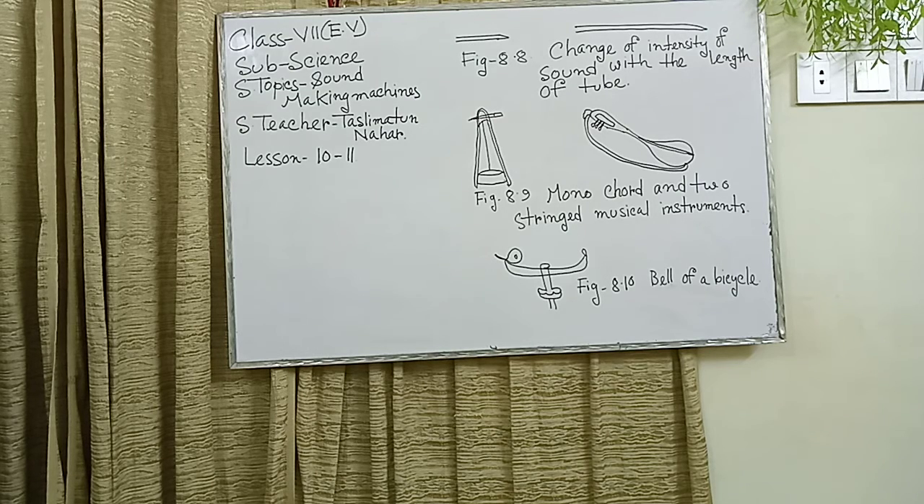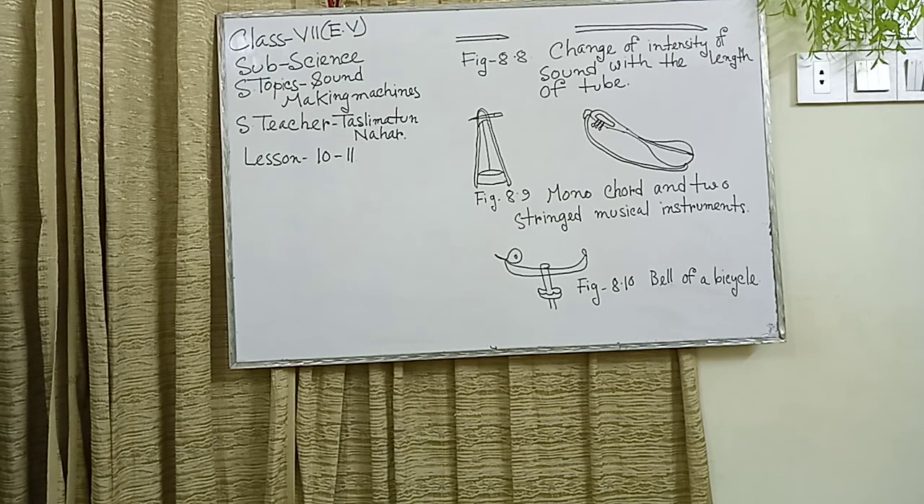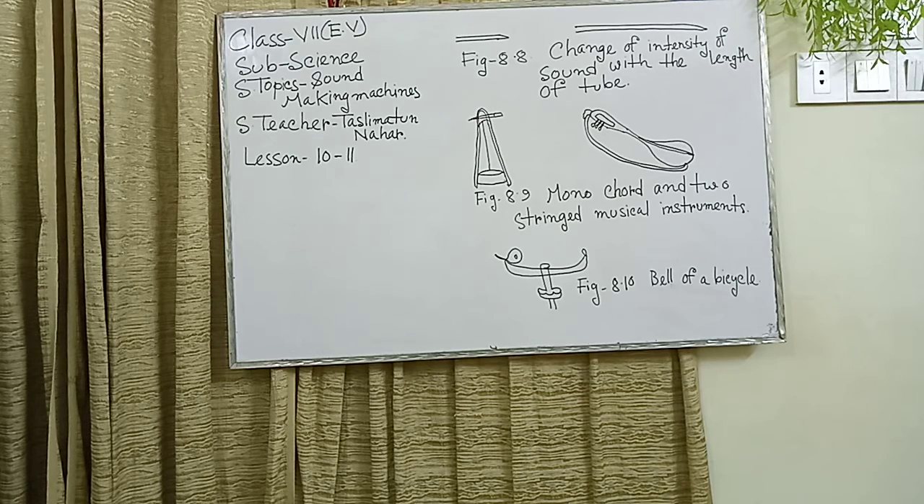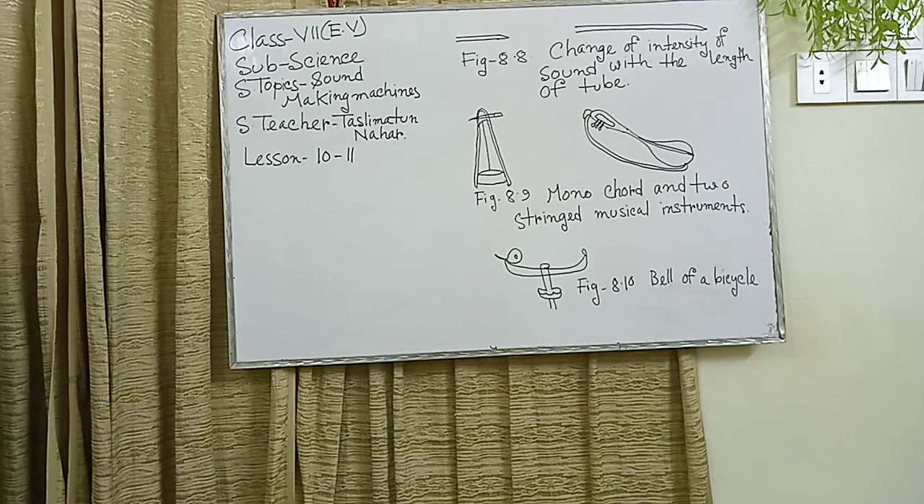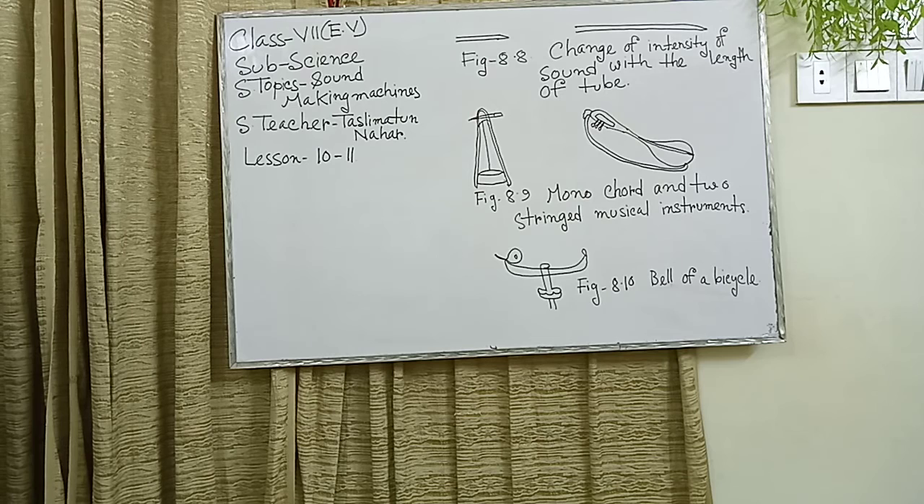A round metallic bowl is put upside down. A metallic hammer is inserted under the bowl. It has a handle by which the hammer can be moved to and fro, which hits the bowl. It produces sound, tung-tung, as a result of vibration of the bowl.